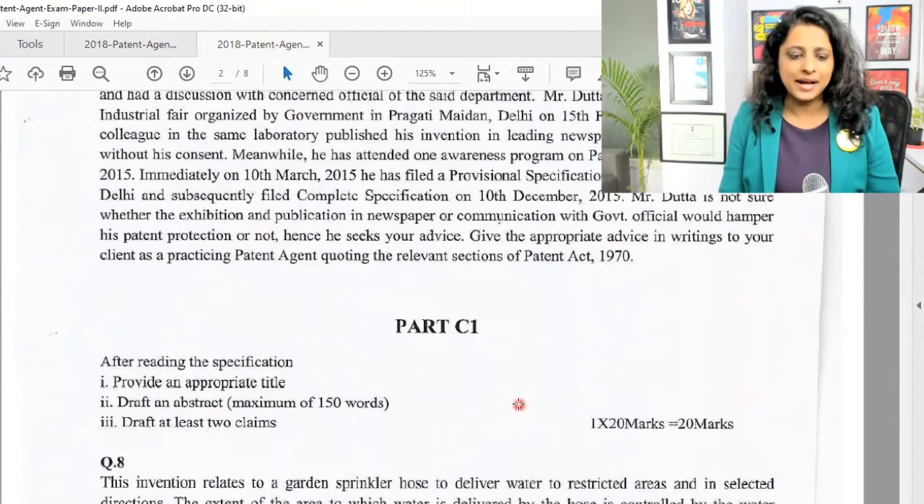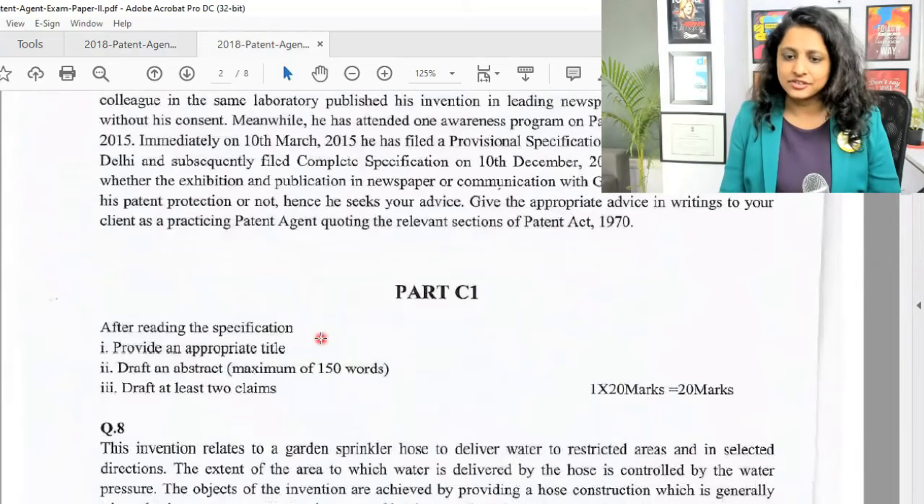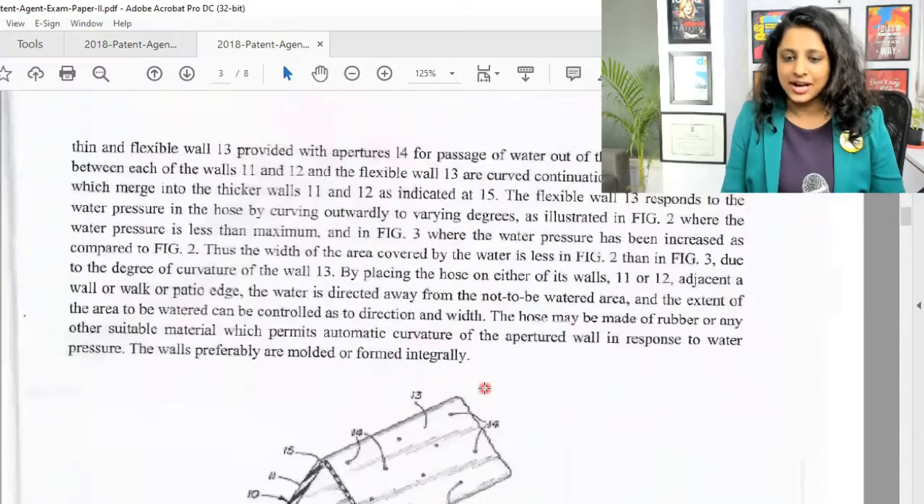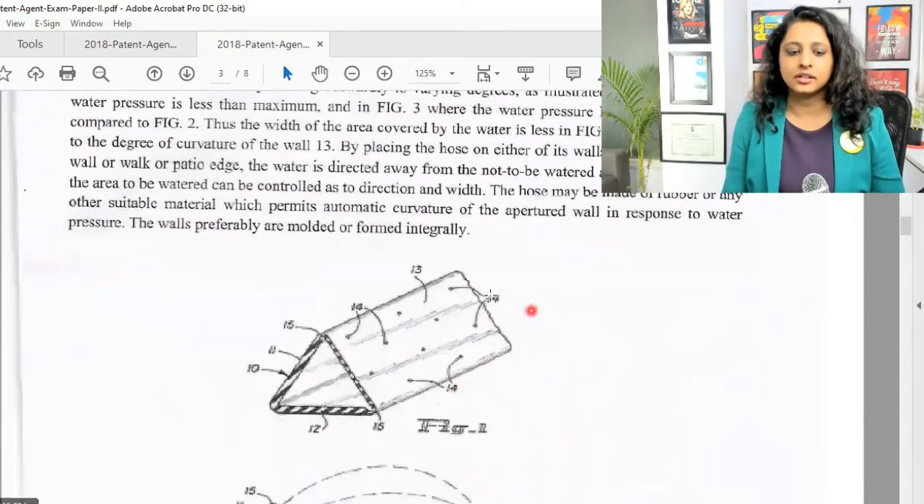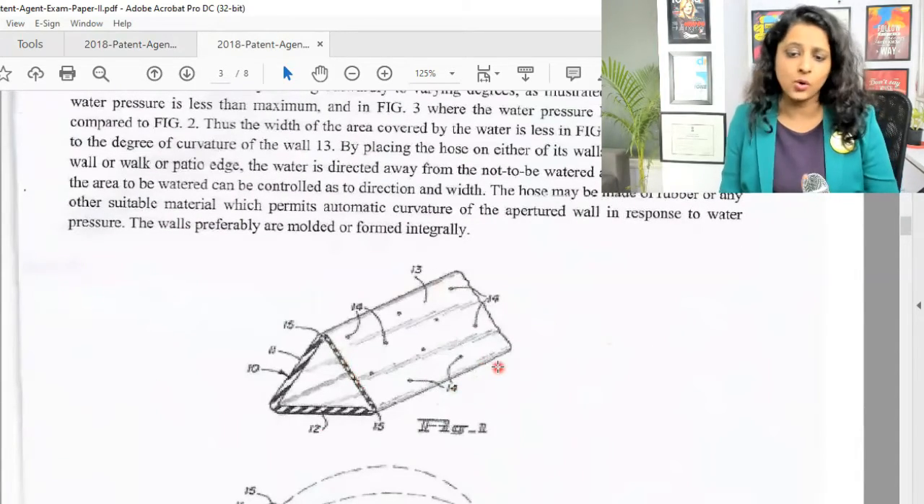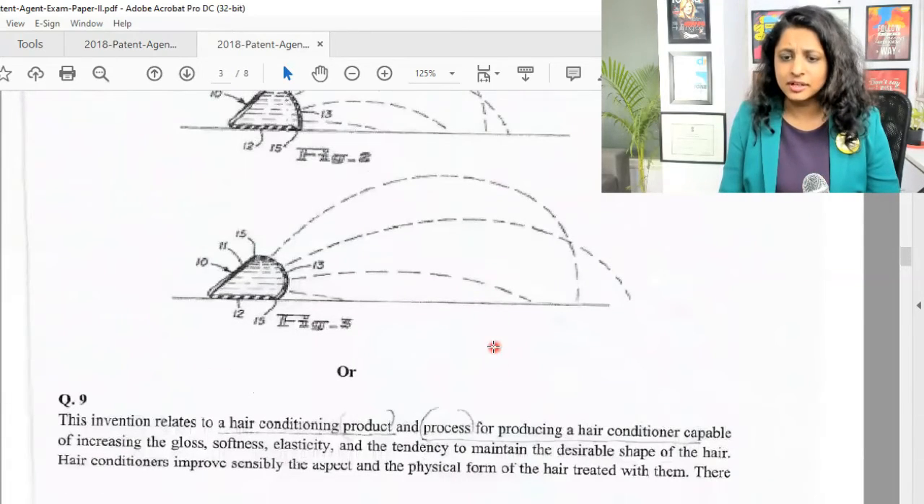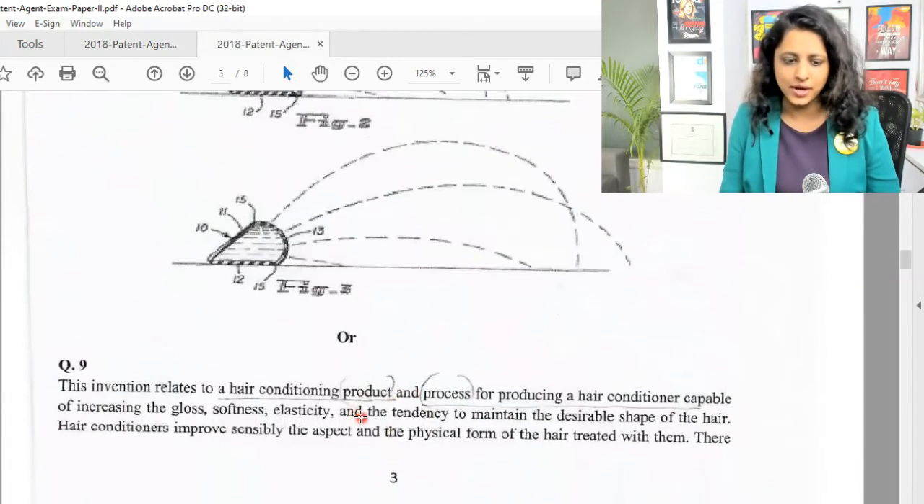In Part C1, you have to write the title of the invention, an abstract of 150 words, and 2 claims of the invention. In this paper, question number 8 has an invention related to a garden hose, and the entire invention is described with a mechanical engineering drawing showing how this product works. If you're not from an engineering background, you can choose another question to answer.